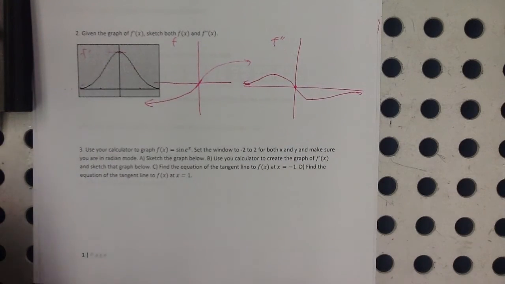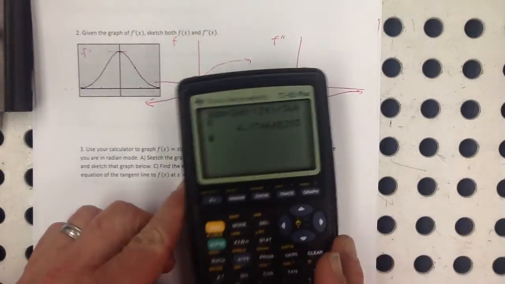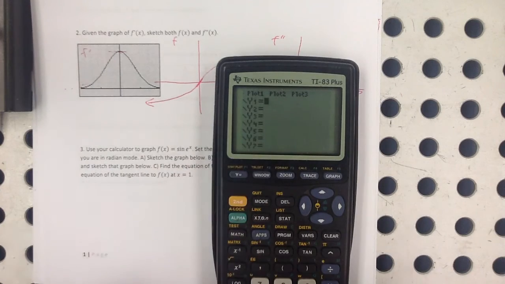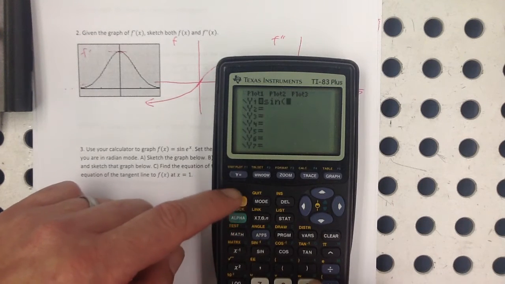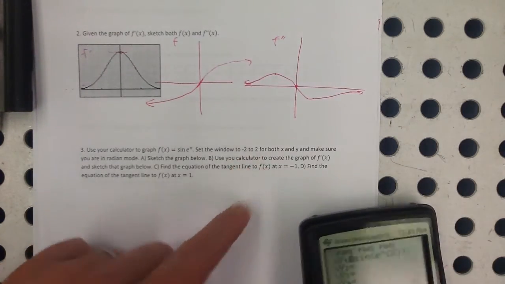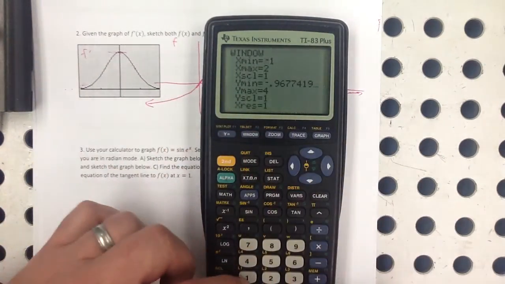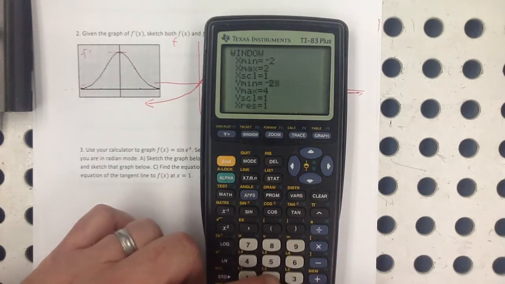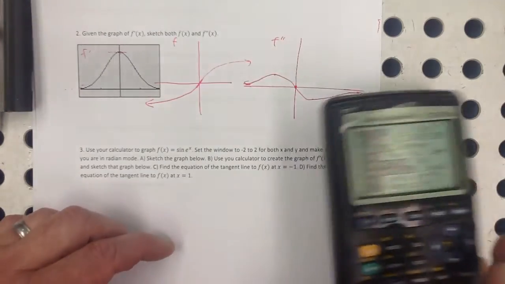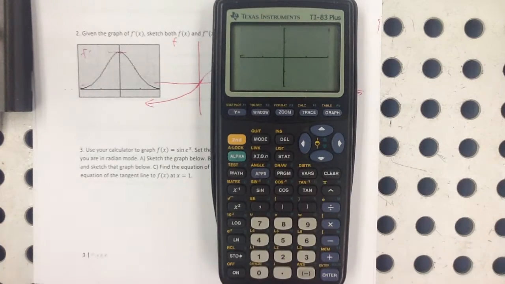All right, number 3, some calculator work. So I'm going to go ahead and put that function into my calculator, sine of e to the x. And I'm sorry I don't have the MathPrint one, so this is going to be for the TI-83 folks. You folks who have MathPrint, you have a fancier version of this, right? Sine of e to the x. And the window is -2, 2 for both x and y. Just make sure that I'm in radian mode, and go ahead and graph it.